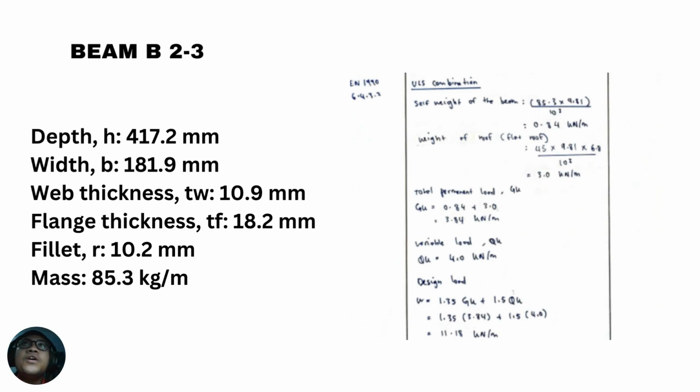So the self weight of the beam is 0.84 kN per meter, and the weight of the roof is 3.0 kN per meter. So the total permanent load is 3.84 kN per meter, and the variable load is 4.0 kN per meter, and the design load is 11.18 kN per meter.